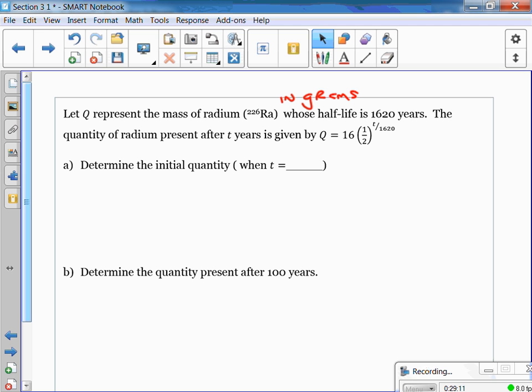So first part, if we want to determine the initial quantity, how much we started with, what are we letting T equal to? 0. Absolutely. We're starting off somewhere. We're not starting off at a negative time. We're starting off at T equals 0. So using our calculators in our head, what do we come up with?